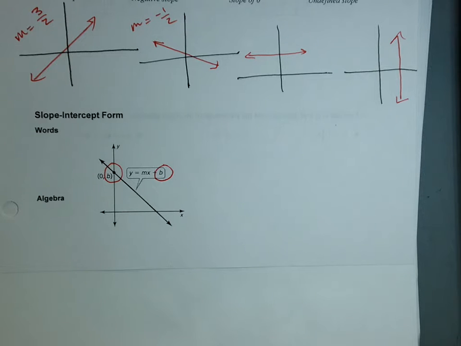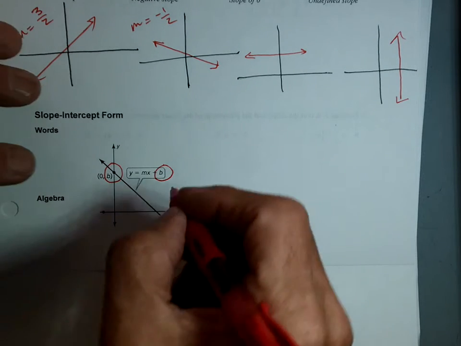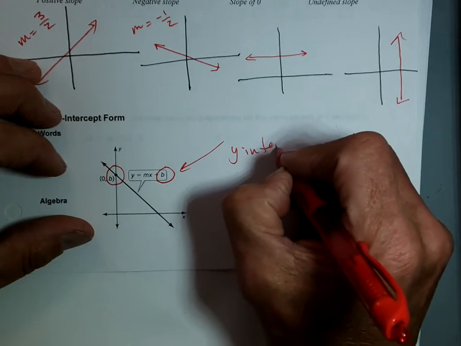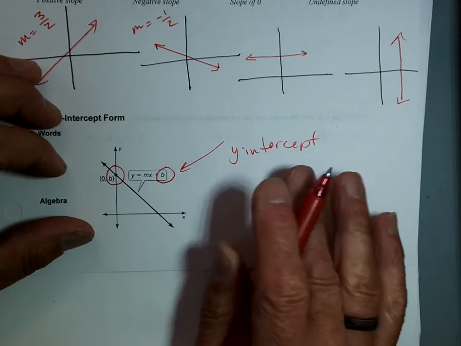If it's negative 2, you put a dot at negative 2. Whatever this number here is where you start. Thumbs up? Okay, that's my y-intercept. That's called my y-intercept, okay?